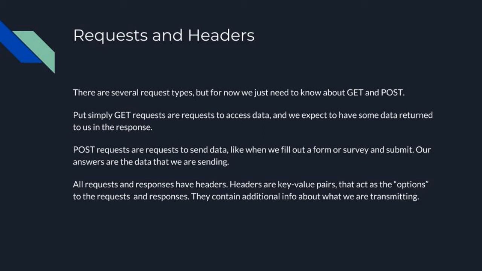One of the things that requests and responses have in common is that they both contain headers. Headers are key value pairs that act as the options to the requests and the responses. They may contain additional information about what we are transmitting or how we are transmitting it. For example, if we wanted to get something returned to us in a JSON format instead of the XML format, we would specify this in the header in our request. Headers can also contain secret keys that would decide whether we're authorized to access that resource or not.